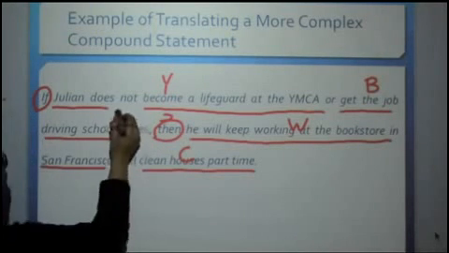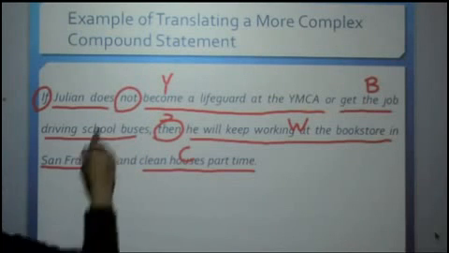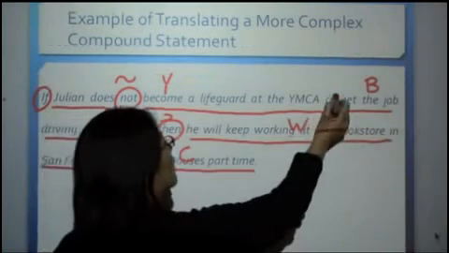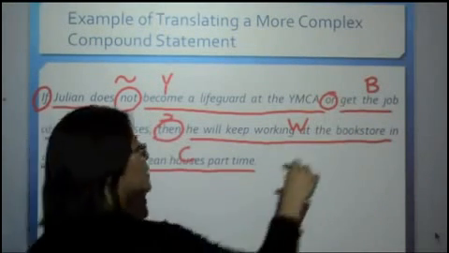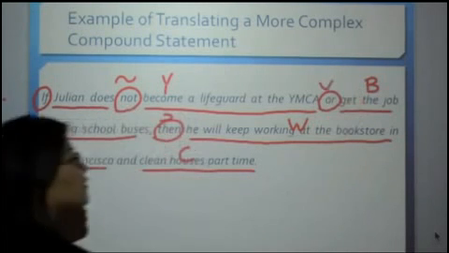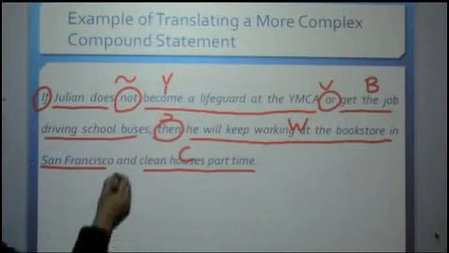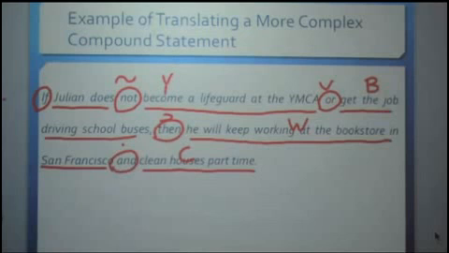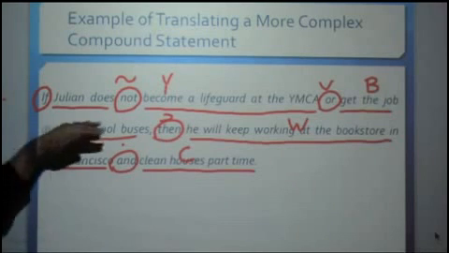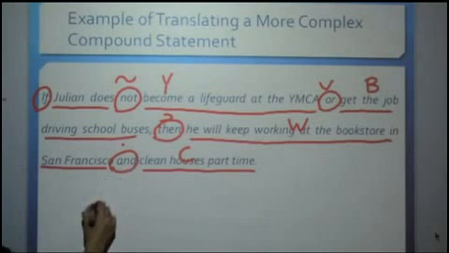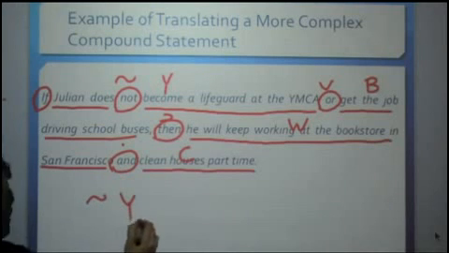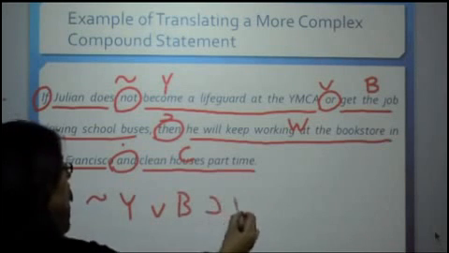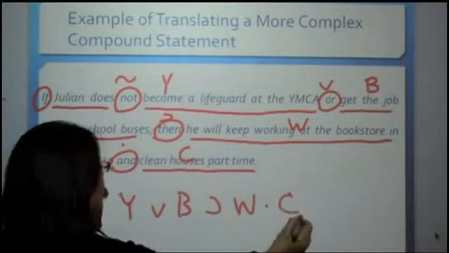Next, we have the logical operator not, okay? So we're going to replace that not with the tilde. And then we find here the logical operator or, and we're going to replace that with the disjunctive wedge, okay? And then finally we have here the and, and we're going to replace that with the logical operator, the conjunctive dot, okay? So we have then here the following: not y, wedge, b, horseshoe, w, dot, c.